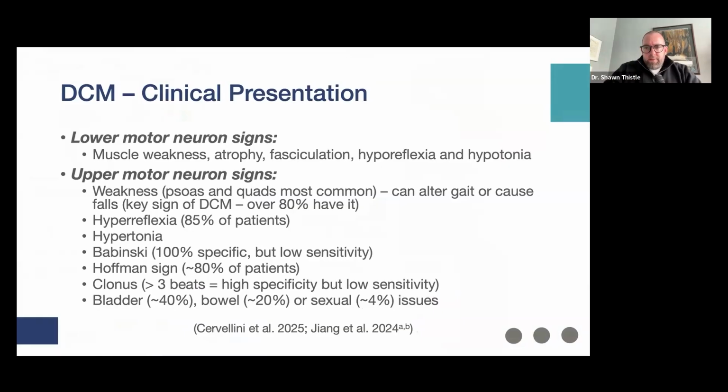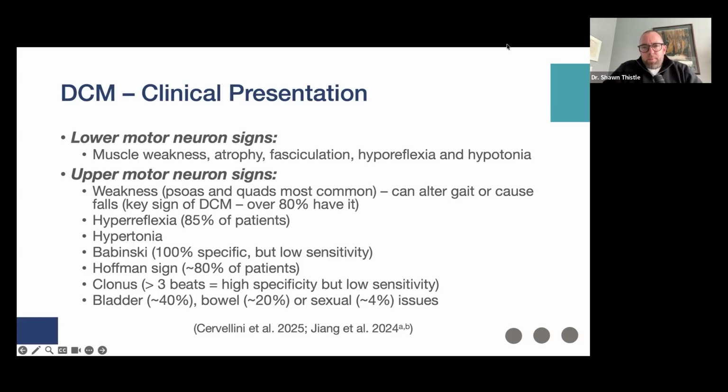From a signs perspective, what to look for clinically, you're looking for things like muscle weakness and atrophy, new or different fasciculation or contraction patterns that they didn't have before, especially with intentional movement, hyporeflexia or absence of reflexes, or hypotonia in muscles as well. So you're looking really for any change to normal muscle tone, function, and contraction patterns when you move or when they move. Upper motor neuron signs that we can review here include weakness.